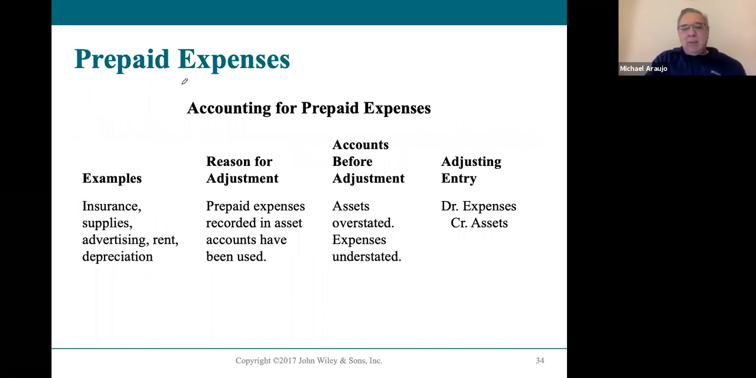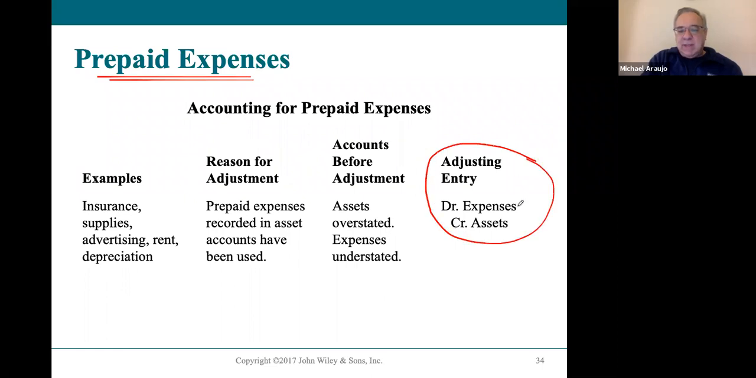So again, when we come to prepaid expenses, they start as assets, they end as expenses, okay? We learned the adjusting entry is to debit the specific expense and to credit the specific asset, with the exception of equipment. There's a special account called accumulated depreciation.